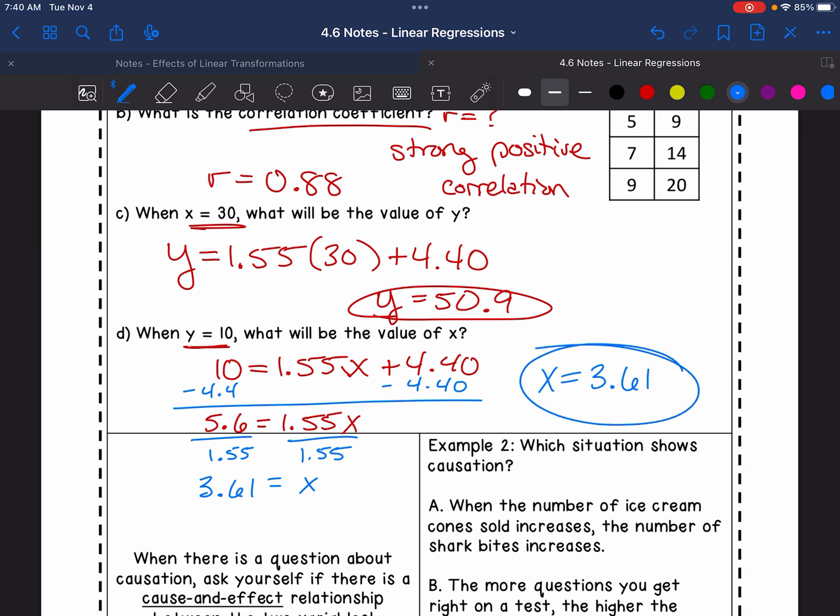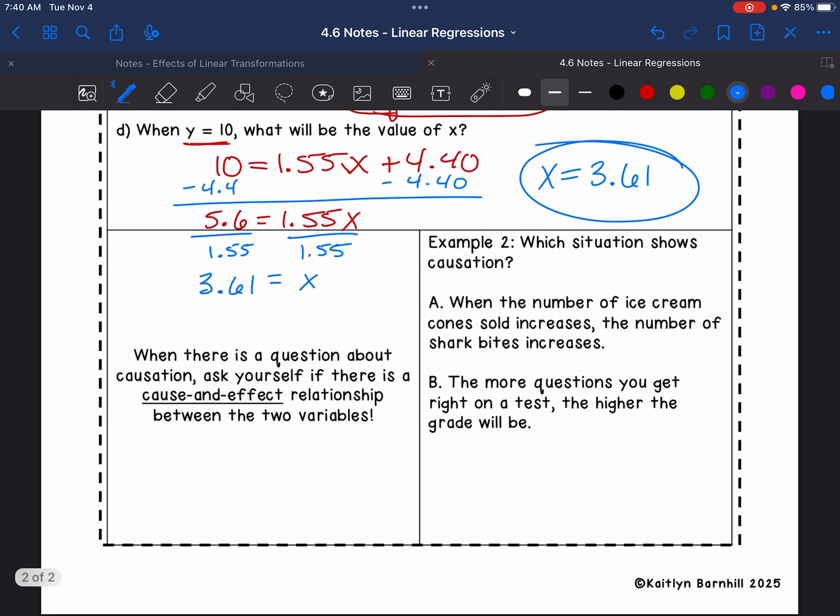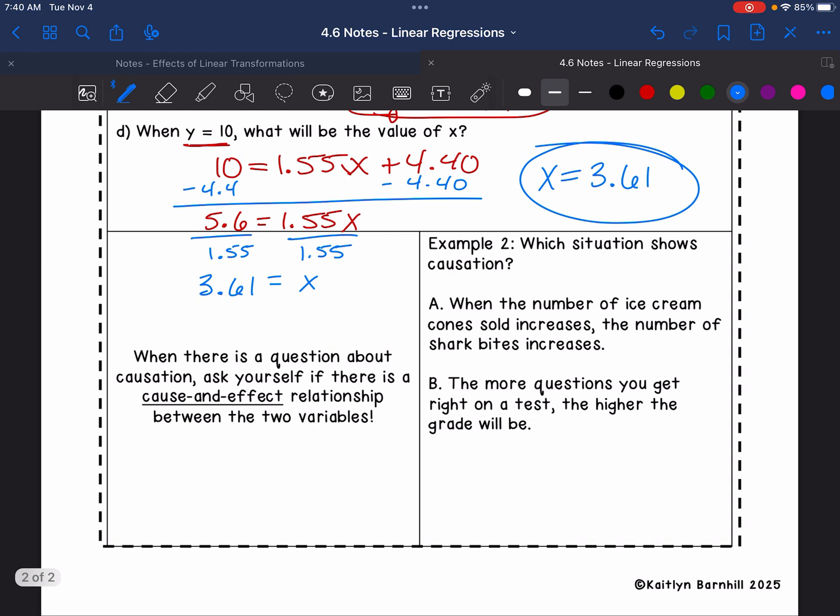All right, last bit is talking about association and causation. You've done this before in English class. Whenever you hear the word causation, you've got to think cause and effect. All right, so causation is cause and effect. So if it's not a cause and effect relationship, it is not causation. It is probably association.